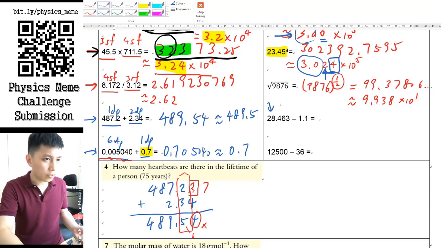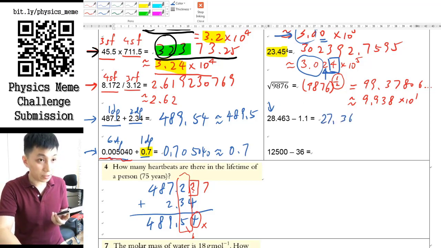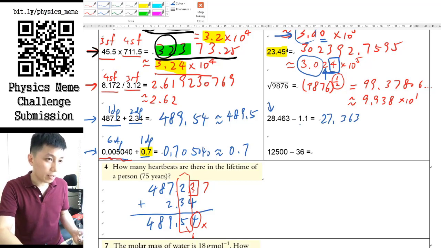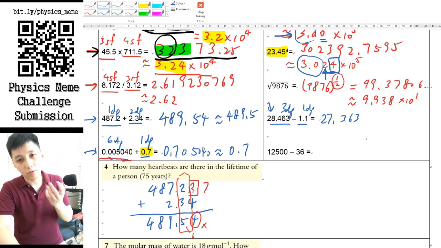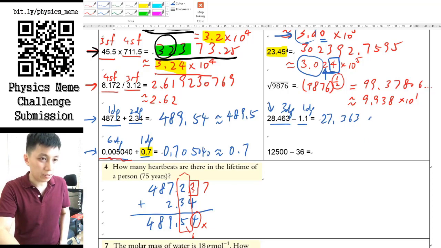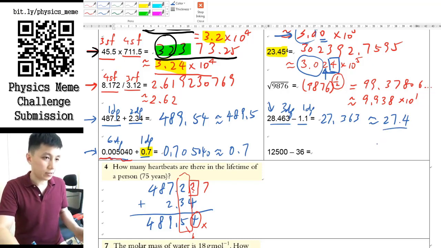Okay, so for the next question, using your calculator, you should find the number 27.363. Once again, by the rule that we talk about, this is 1 dp and this is 3 dp. Okay, so we can again only take 1 decimal place. So that means we will round this answer to 27.4 only. Okay, and that will be the final answer simply.